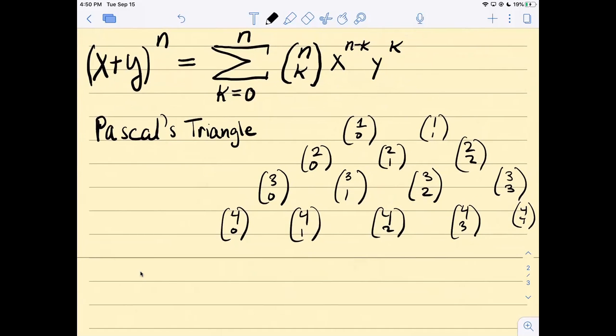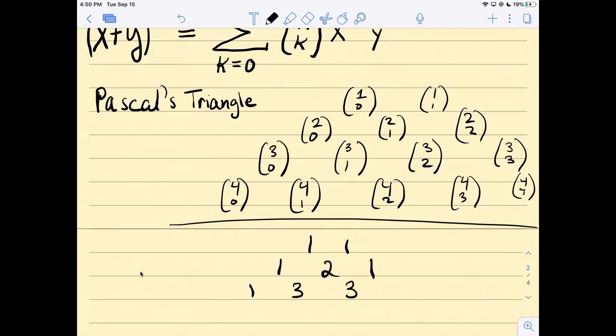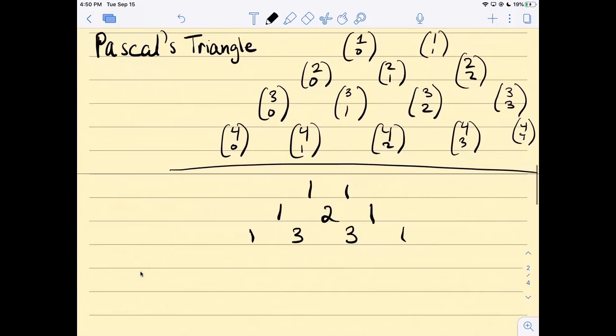But when you write out all the expansion like this, actually fill it in with numbers, you get this really nice pattern. You get 1, 1, 1, 2, 1, 1, 3, 3, 1, 1, 4, 6, 4, 1. And then the last one that we did was 1, 5, 10, 10, 5, 1.